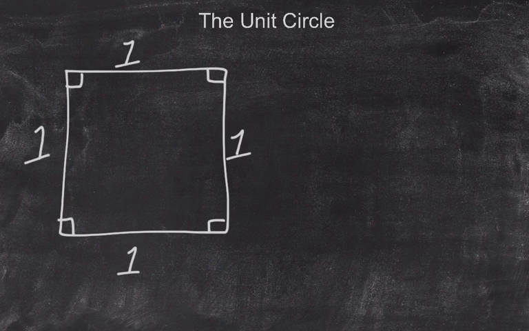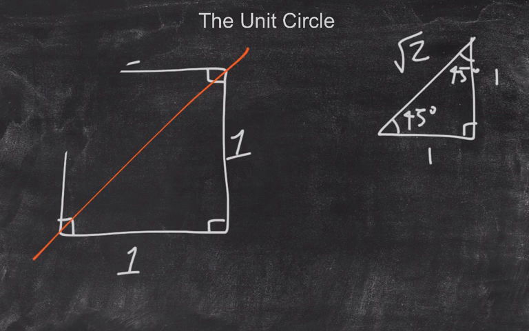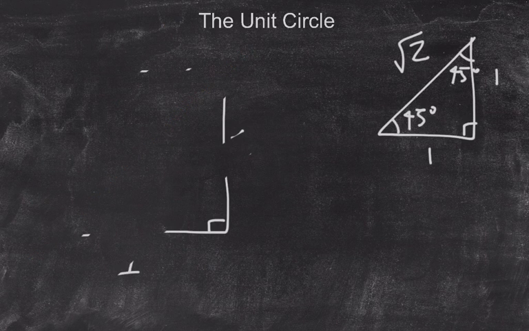The other special right triangle we want to look at can be created by cutting a square along its diagonal. So when I do that, I still have a right angle in the bottom right corner, and both of my acute angles are 45 degrees. So this is a 45, 45, 90 triangle. My side lengths of the legs are still 1, and I can use the Pythagorean theorem to find out that the hypotenuse has a length of the square root of 2.